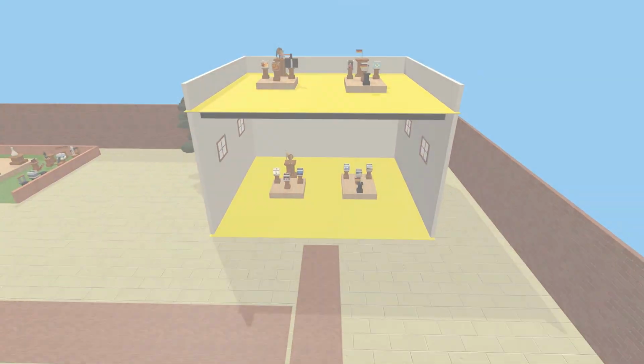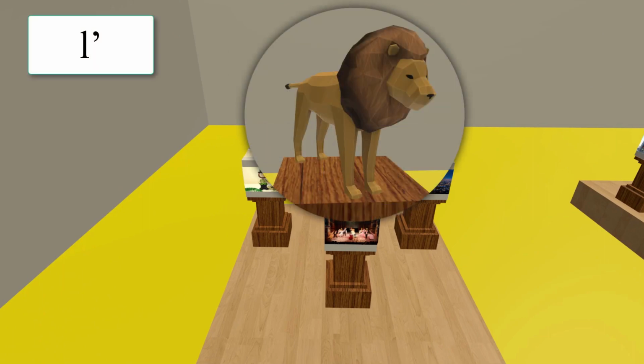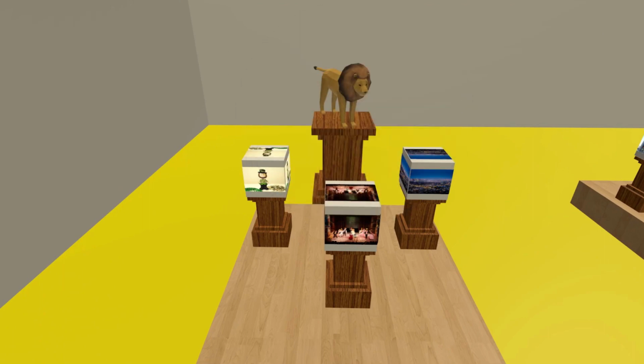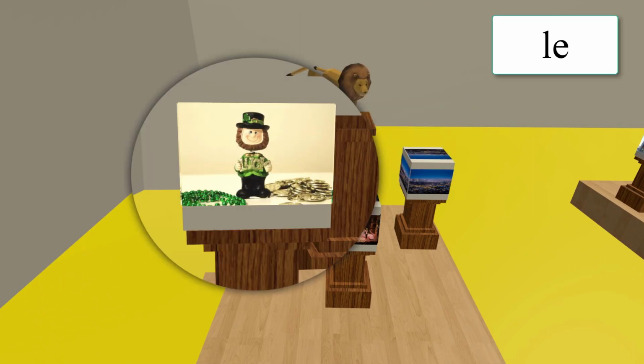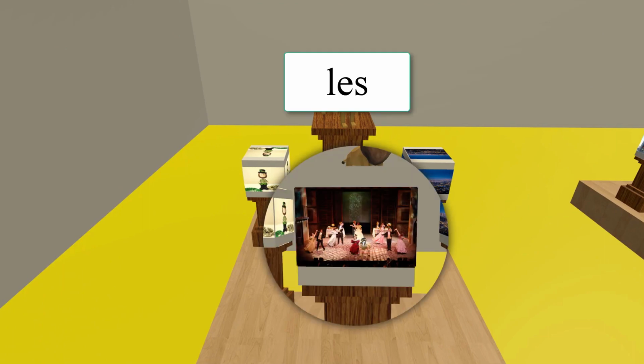Before a word beginning with a vowel or a mute H, we just have an L with an apostrophe for the definite article in both masculine and feminine singular. This is represented by our lion. In the masculine, we have le, marked by the leprechaun, and la in the feminine, represented by LA. In the plural, we have les, which is actually in the famous French title Les Misérables.